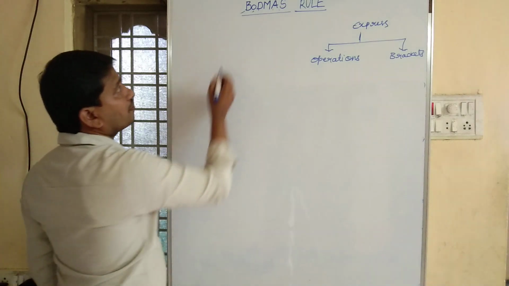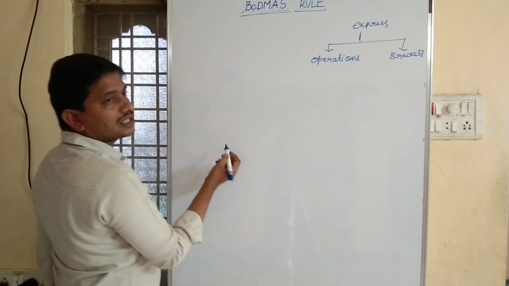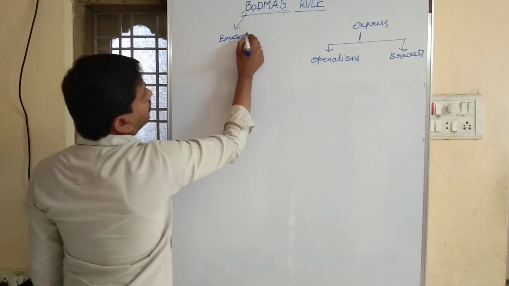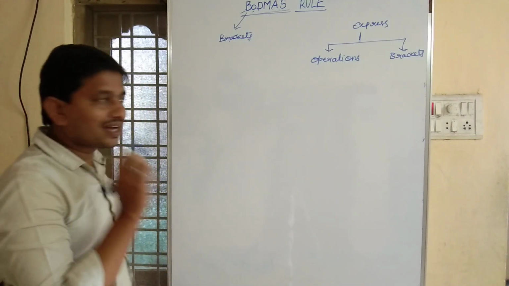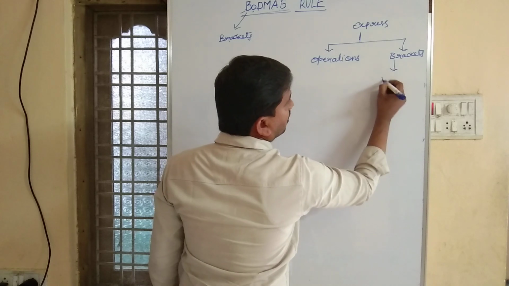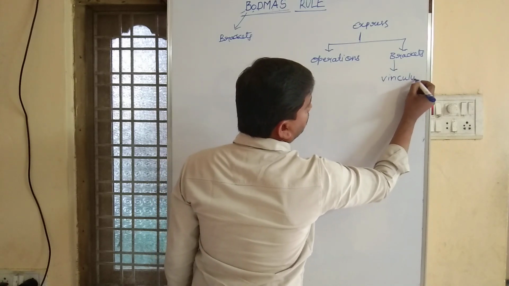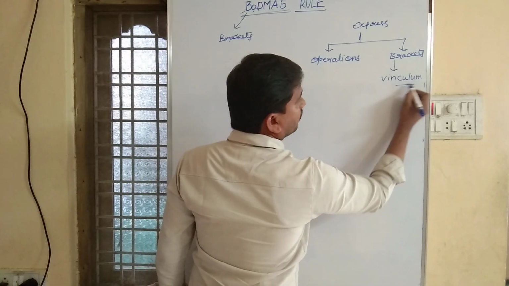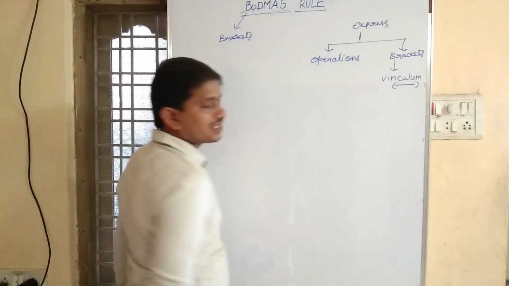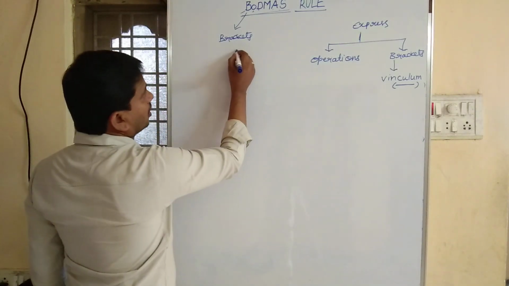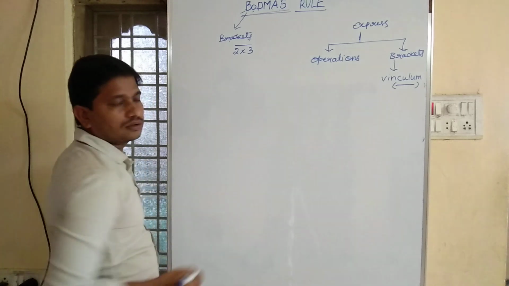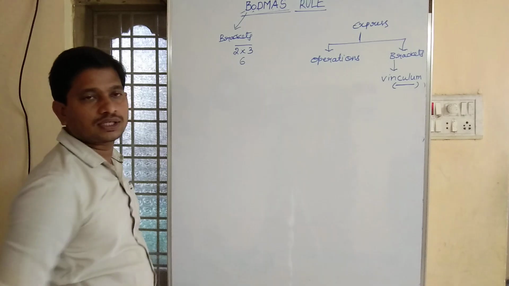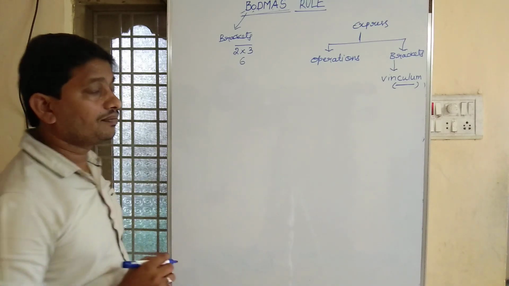Here, in BODMAS, B stands for brackets. As B stands for brackets, we have the vinculum, which is a bar. We need to write a bar on top of the numbers. For example, 2 into 3 with a bar over the numbers. Then the first priority goes to this 2 into 3, 2 3s are 6. So that is the first bracket, the vinculum.